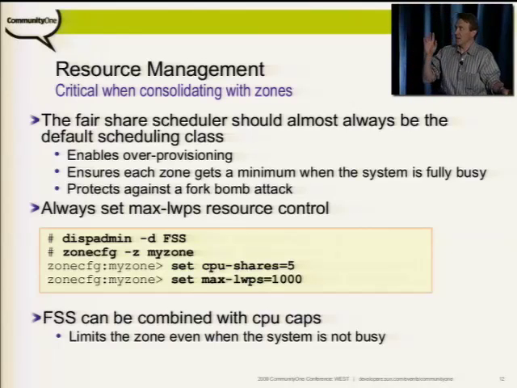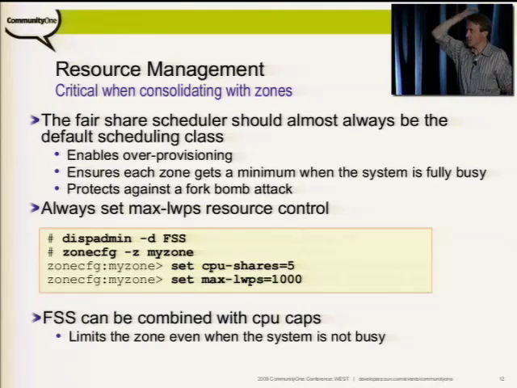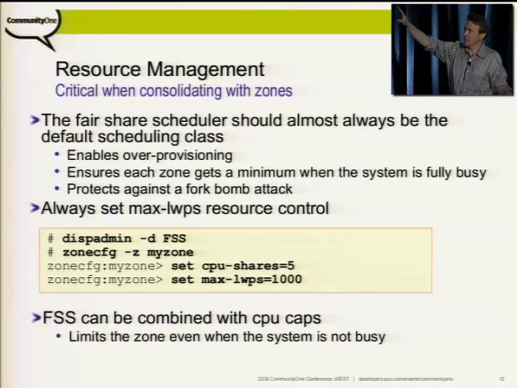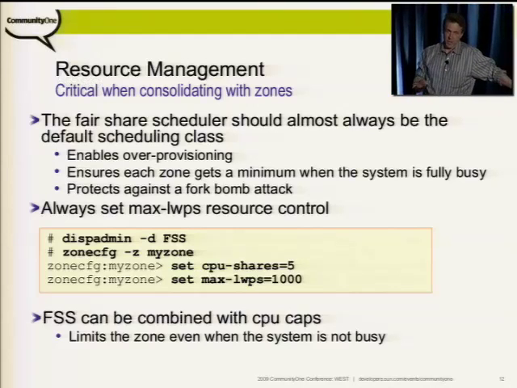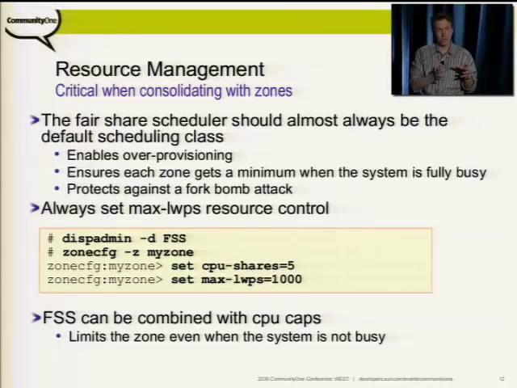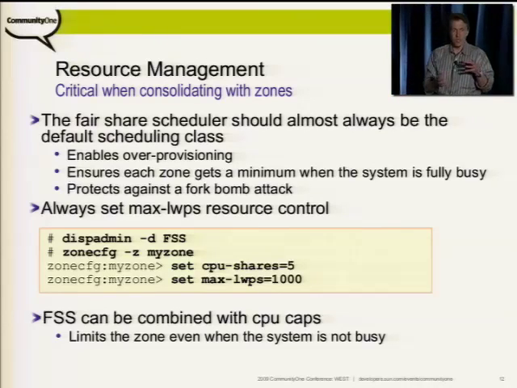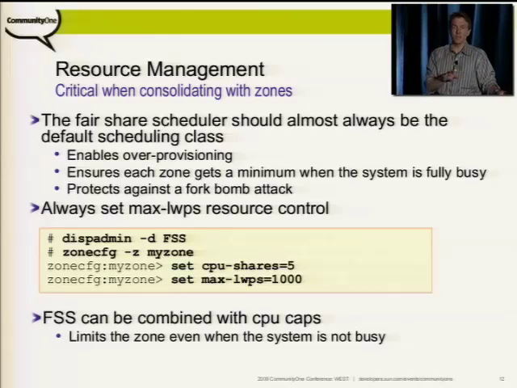So it's always critical that when you configure your zone, you configure it with a certain amount of resource management set. In general, what I recommend to people, and we'll see a different alternative on the next slide, is that as a default, if you're not doing dedicated CPUs and things like that, you always want to be using the fair share scheduler, because it's going to make sure that as you have multiple zones on your system, one zone can't hog all of the CPU resources of the machine.